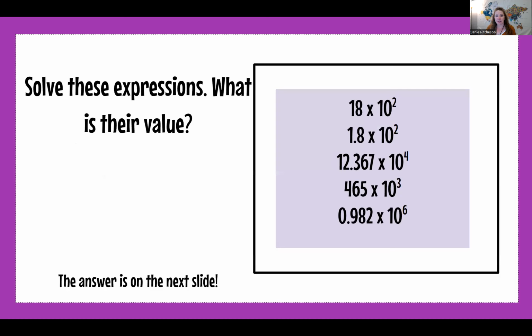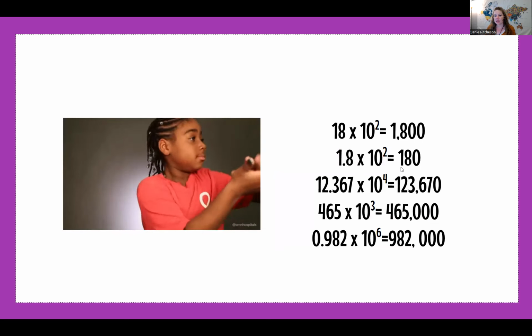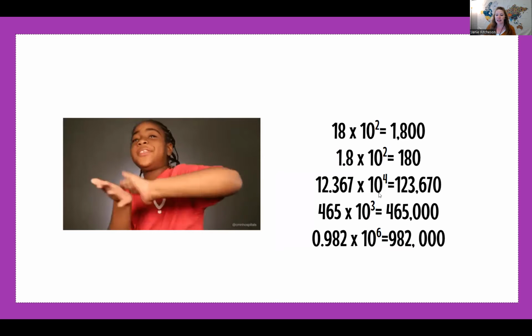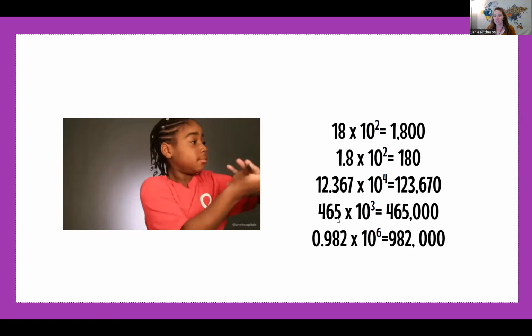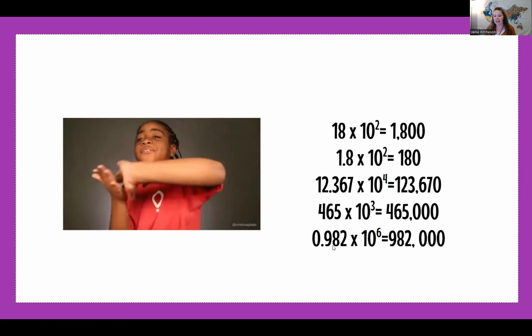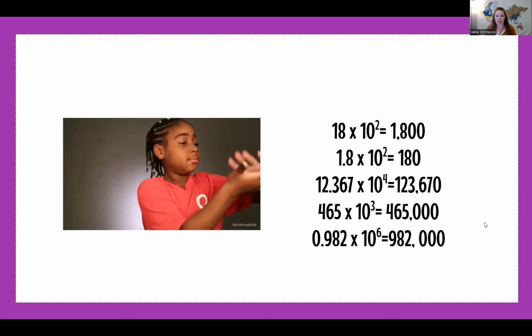Now you guys try. Write down the answers to these 5 problems. Hopefully you paused the video and did that on your own. And now we're going to check your answers. All right, 18 times 10 squared is 1,800. 1.8 times 10 squared is 180. 12.367 times 10 to the fourth is 123,670. 465 times 10 cubed is 465,000. And 0.982 times 10 to the 6 is 982,000. I know you guys got all those right.